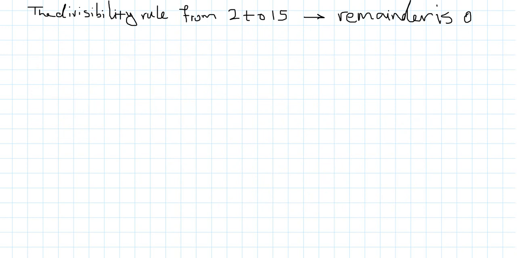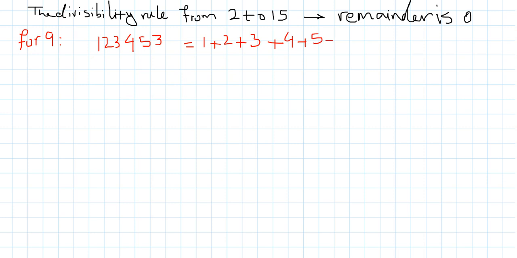Now divisibility rule for 9. For 9 is like 3. How? We say if sum of the digit is divisible by 9, this number can divided by 9. I have this number 1 2 3 4 5 3. I should add the digits 1 plus 2 plus 3 plus 4 plus 5 plus 3. It will be 18. So 18 can divided by 9. So this number is divisible by 9.